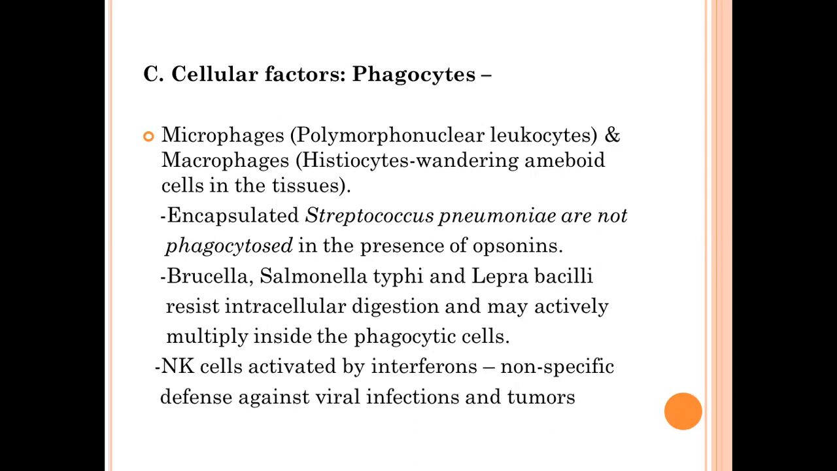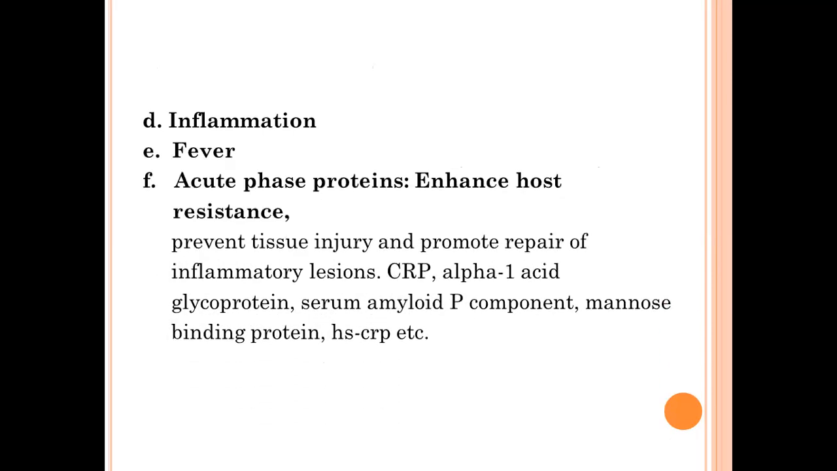Then we have the natural killer cells, which are activated by interferons, but this is a non-specific defense against viral infections and tumors. The next important mechanism by which innate immunity acts is inflammation, then fever. The next is acute phase proteins, that is, these proteins enhance the host resistance. So they prevent tissue injury and promote the repair of inflammatory regions. These are proteins like CRP and alpha-1 acid glycoprotein. These are different types of proteins which will be increased.